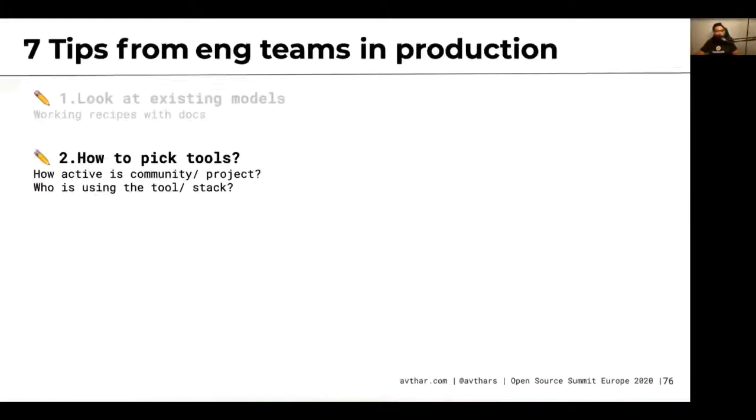So you want to pick things based on, one, how important they are to your core business, and two, pick things that have a larger community, a lot of people using the tool, and an active project. That tends to be a good way to go.